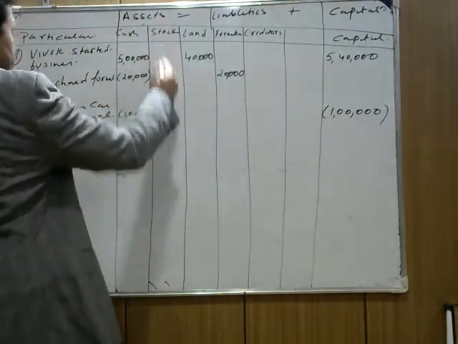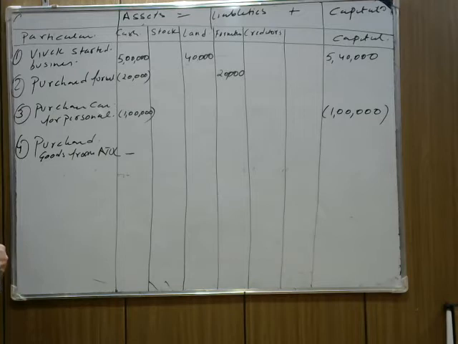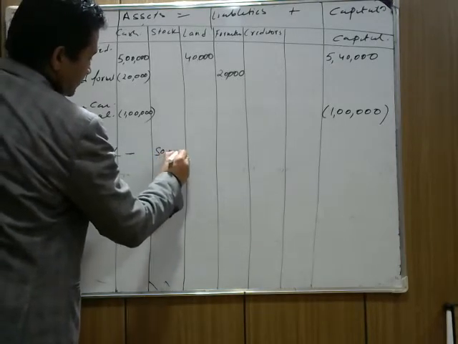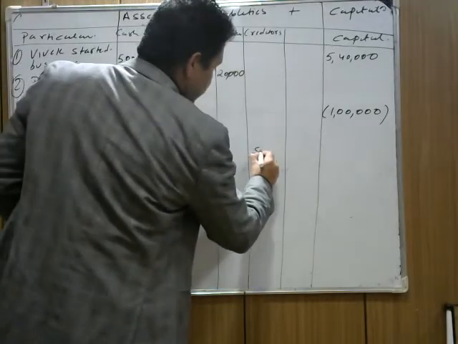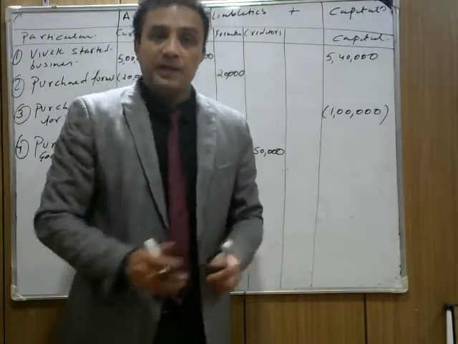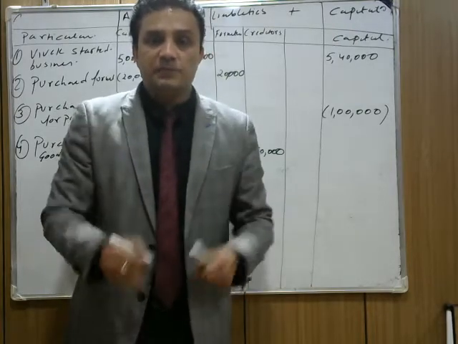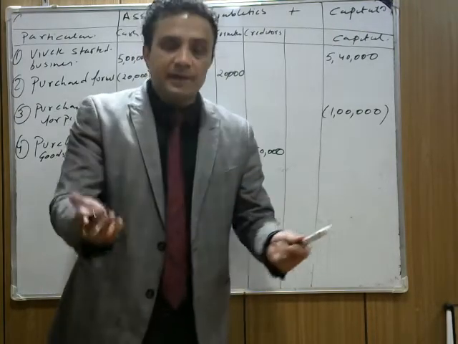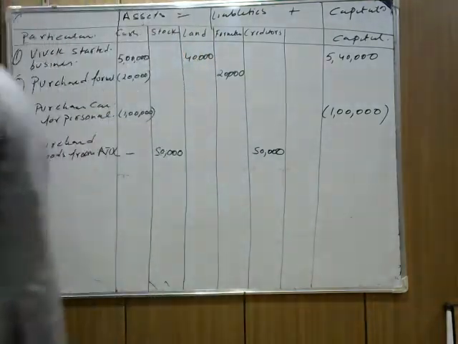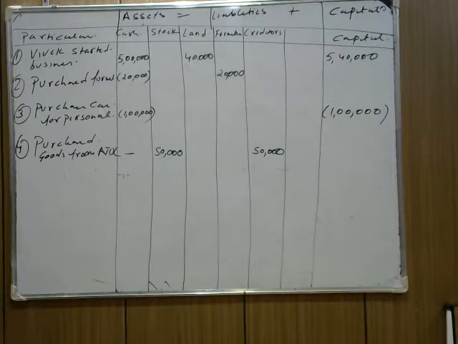Your goods stock is coming. When you purchase goods, stock worth 50,000 is coming, and the creditor also increases by 50,000 because you have to pay. You have not paid yet, but you have to pay in the near future, after 2 months, 3 months, 4 months, whatever the agreed terms between the business and Atul. So you purchase goods on credit from Atul, 50,000.